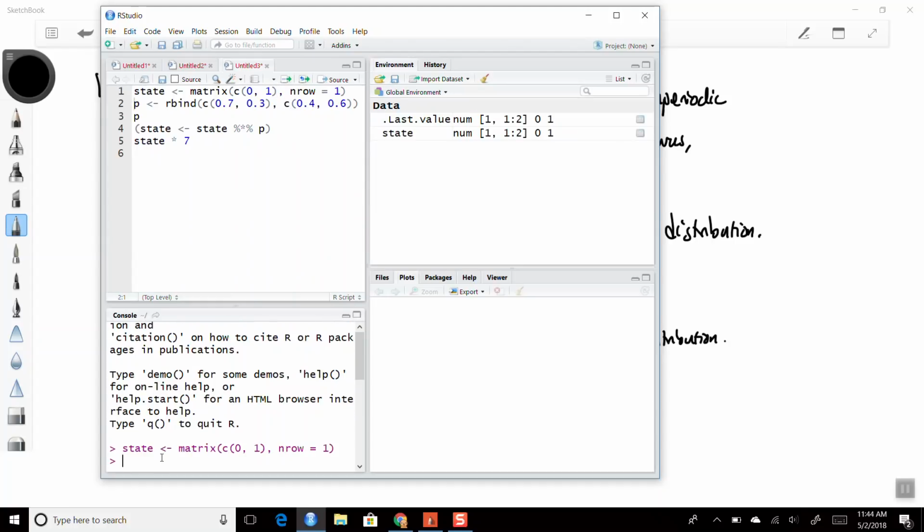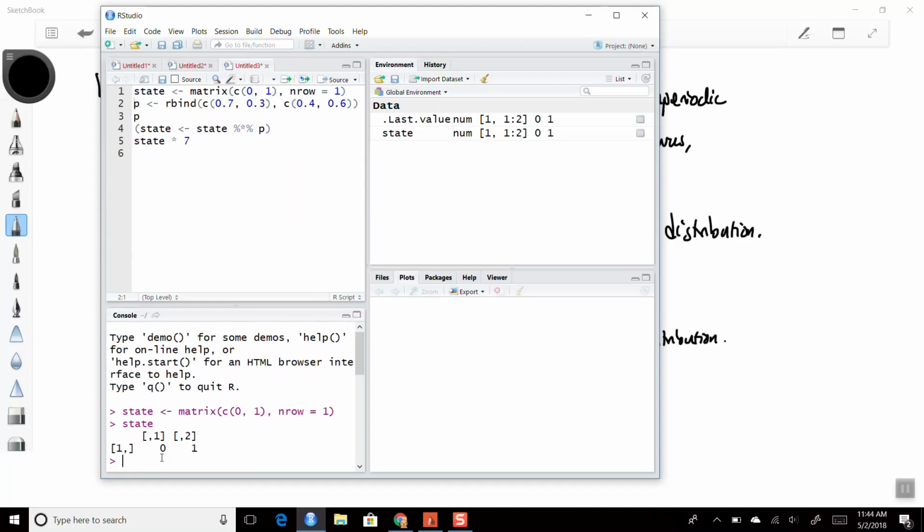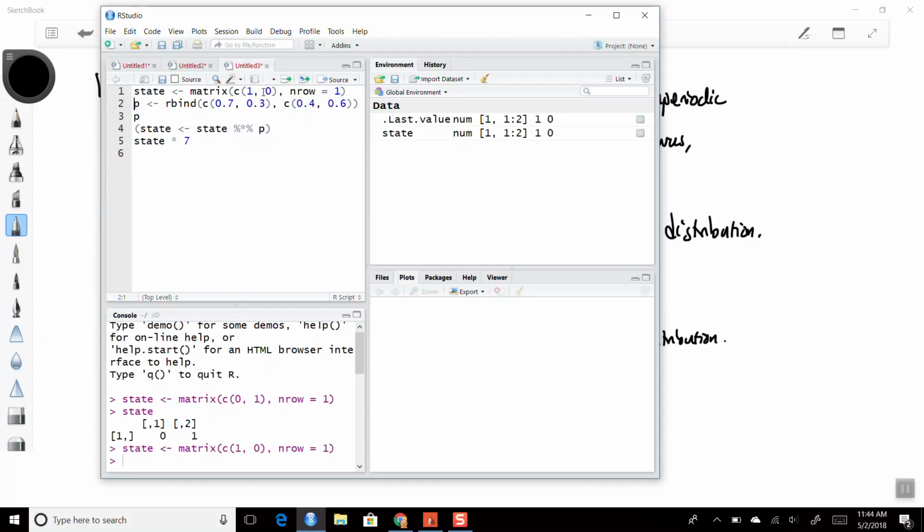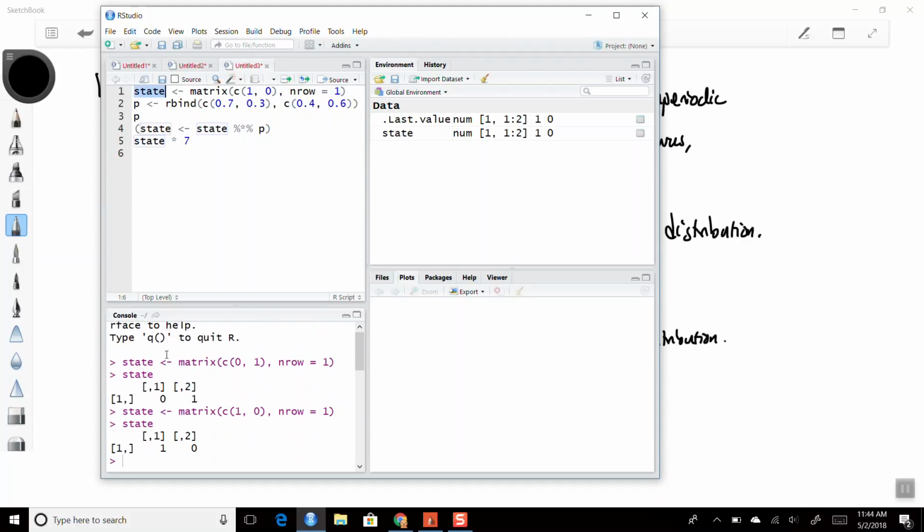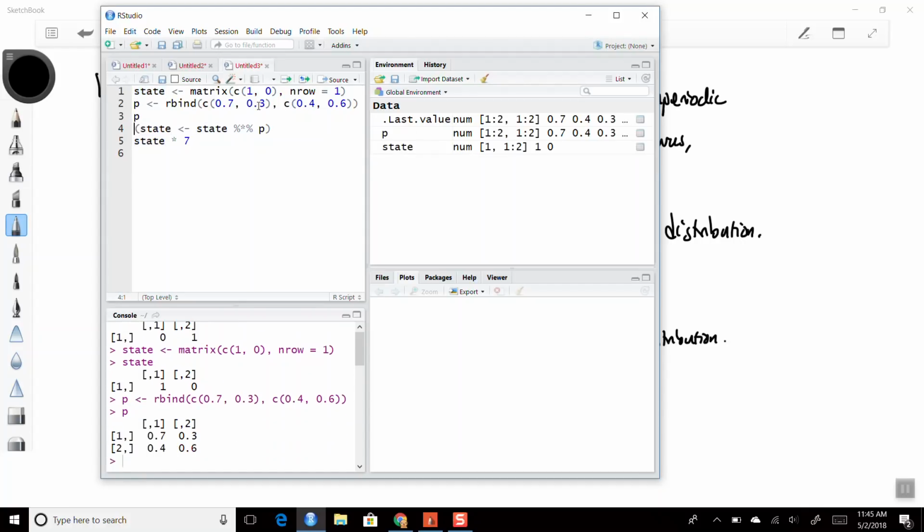Okay, so here's my initial state. Let's start off with the example that we had, okay? So my state has everybody in A and nobody in B, and my transition matrix is what we've drawn: from A to A is 0.7, from A to B is 0.3, from B to A is 0.4, and from B to B is 0.6.